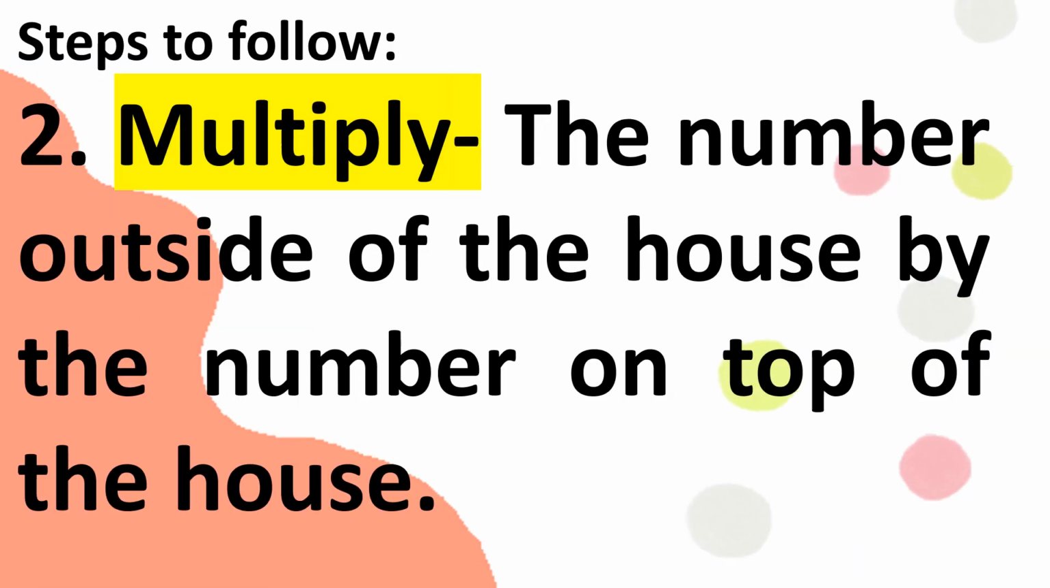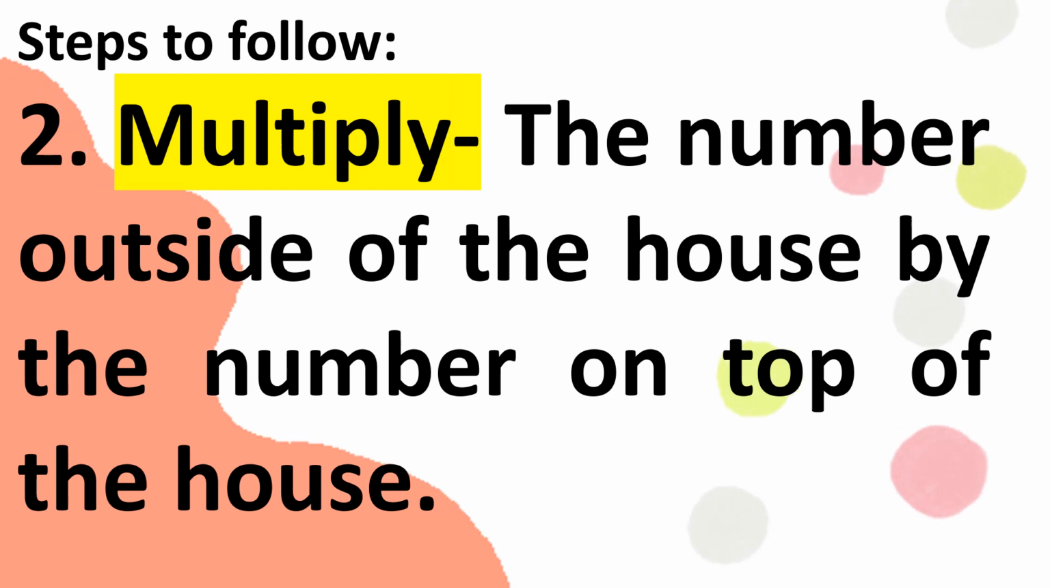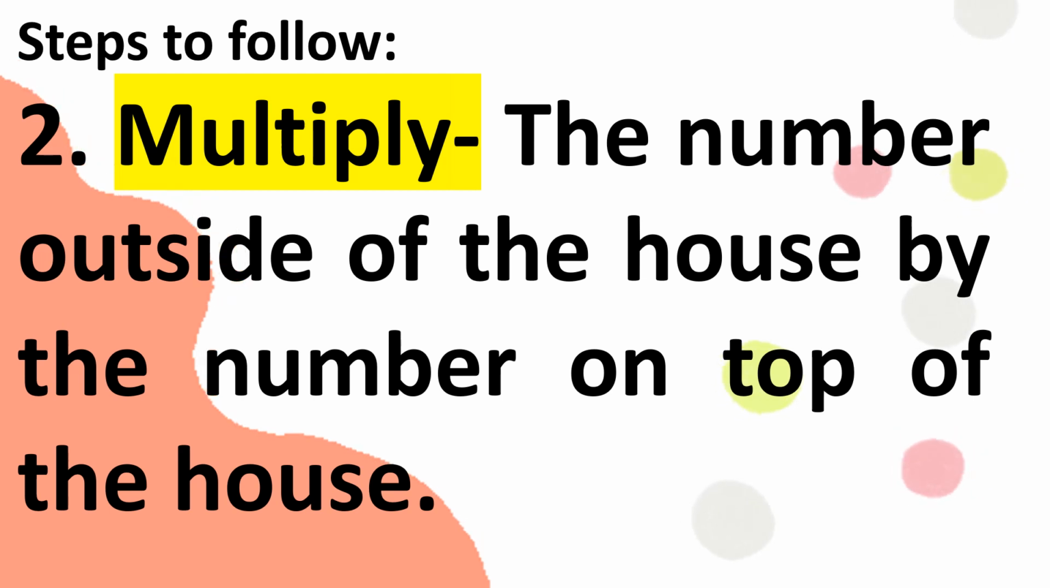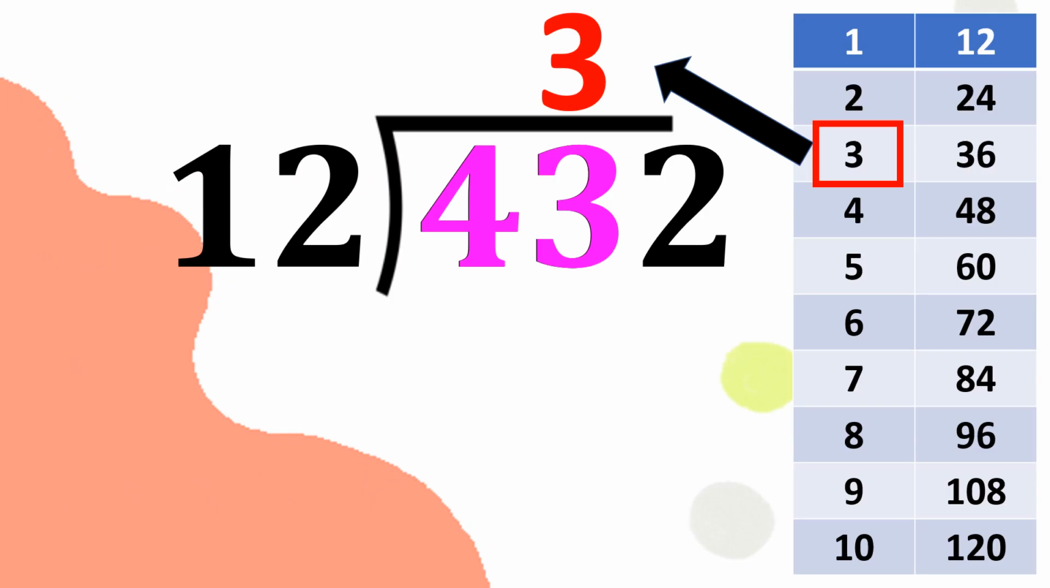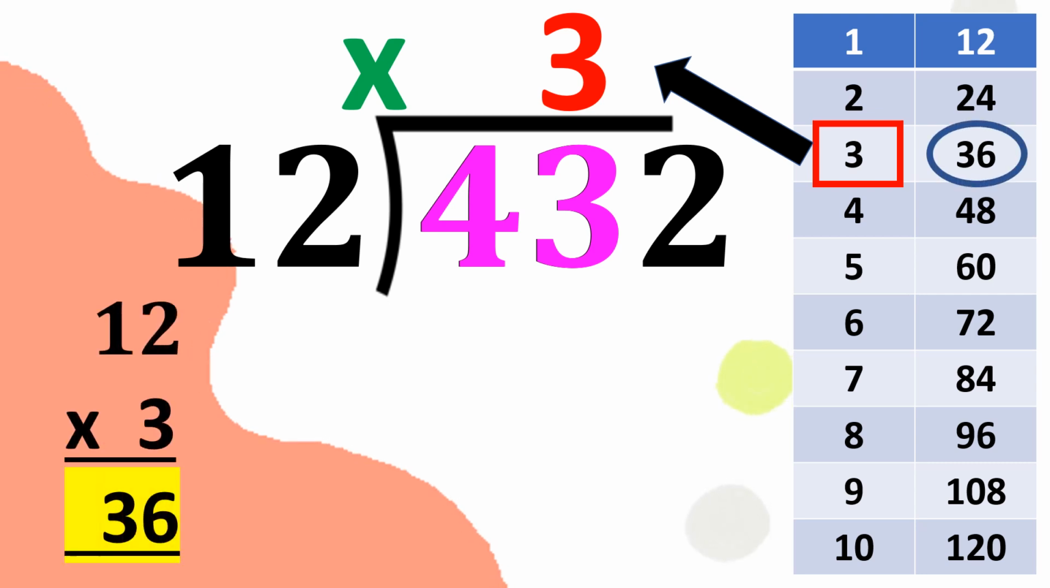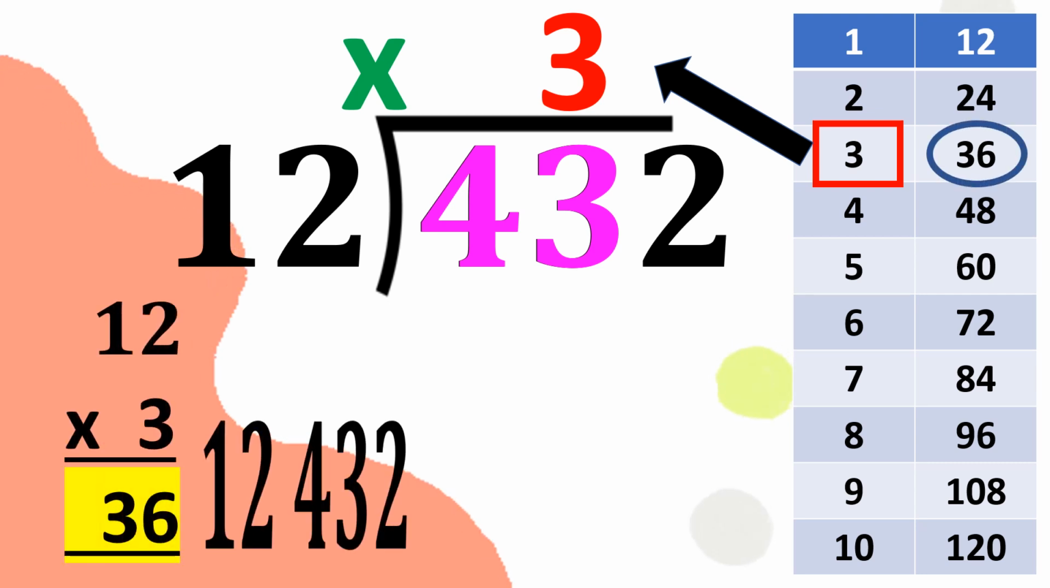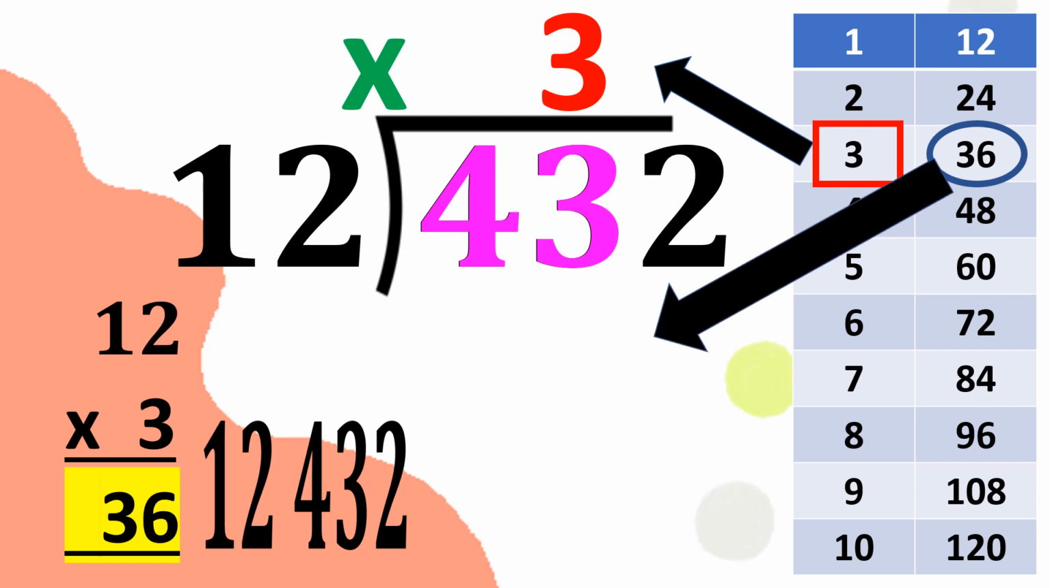And then is to multiply. Multiply the number outside of the house by the number on the top of the house. So meaning, we are going to multiply the quotient by the divisor. Our quotient is 3 and our divisor is 12. So we are going to multiply that. And 3 times 12 is equal to 36. And we are going to place 36 under our dividend.